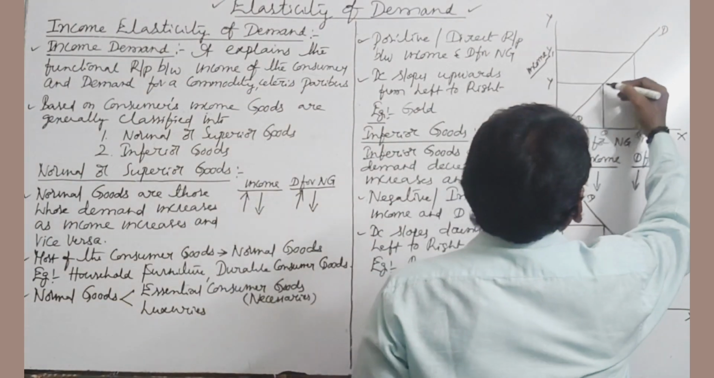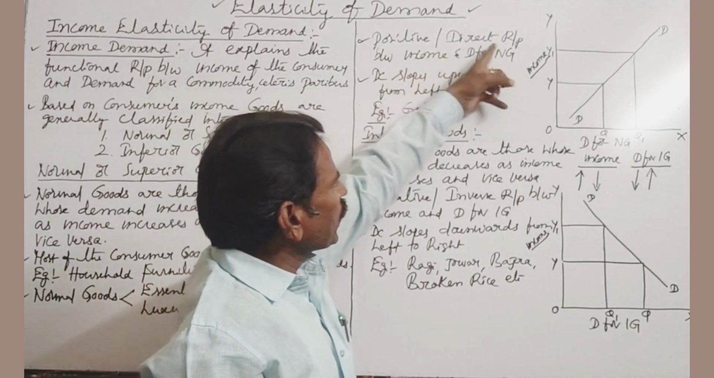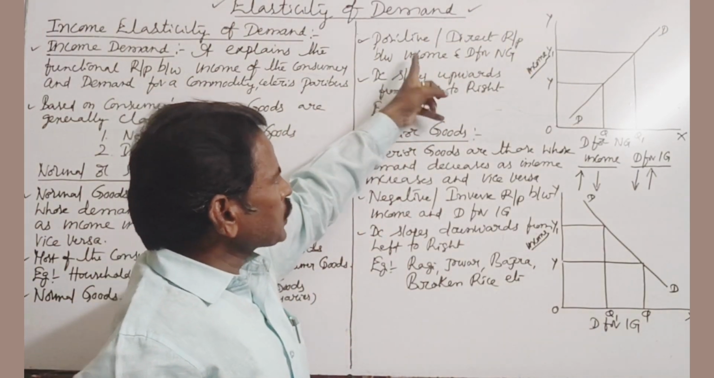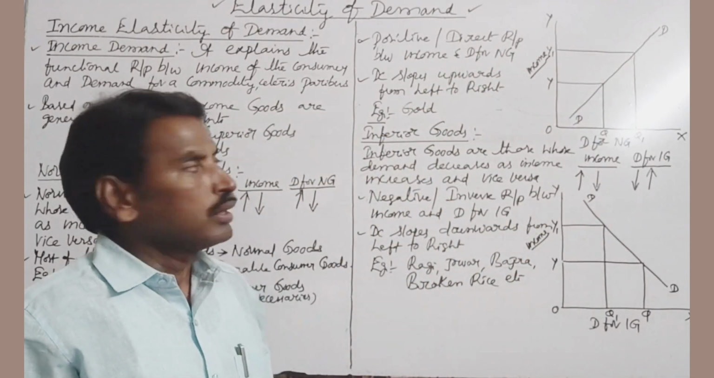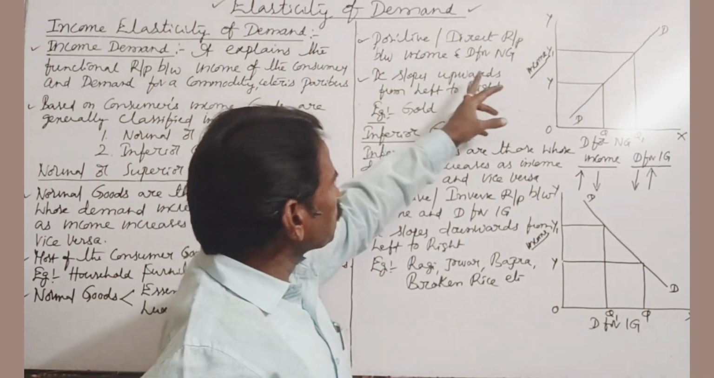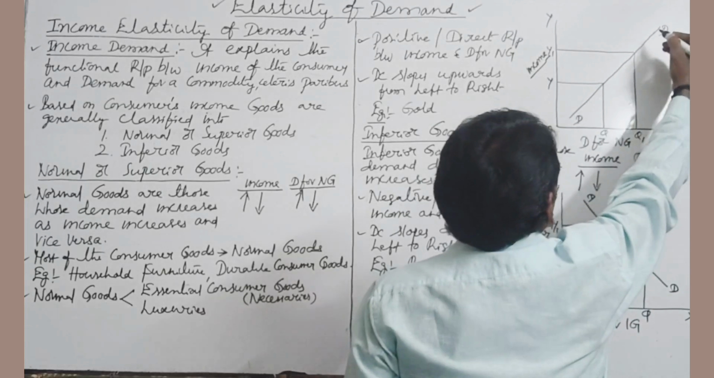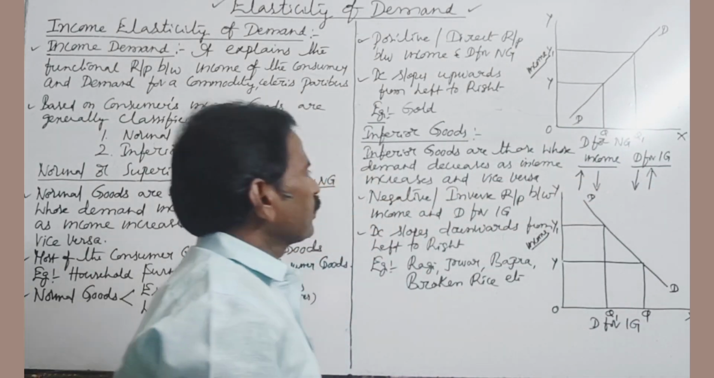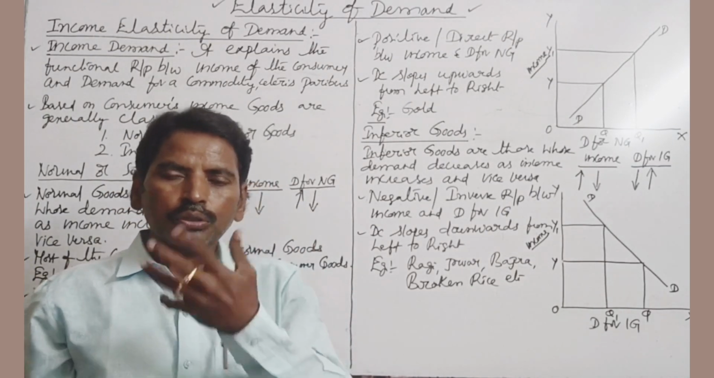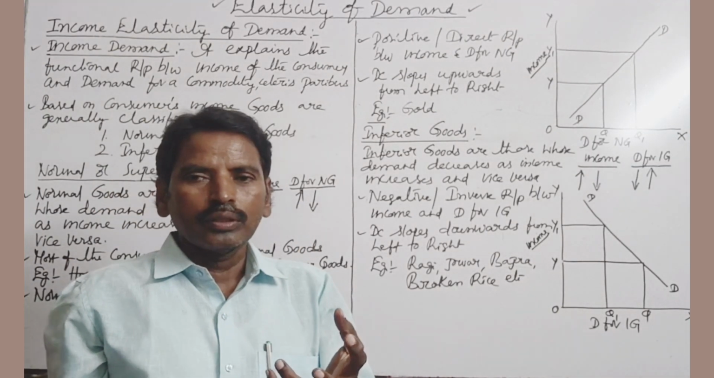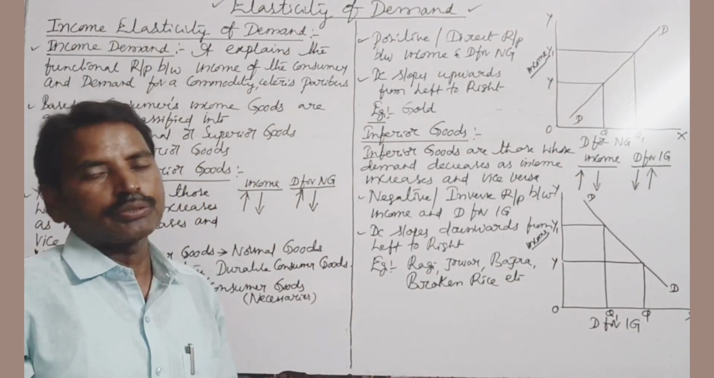Therefore, the demand curve slopes upwards from left to right. So there is a positive or direct relationship between income of the consumer and demand for superior goods. That is why the demand curve slopes upwards from left to right. For example, milk, gold, jewelry, furniture are all examples of normal goods or superior goods.